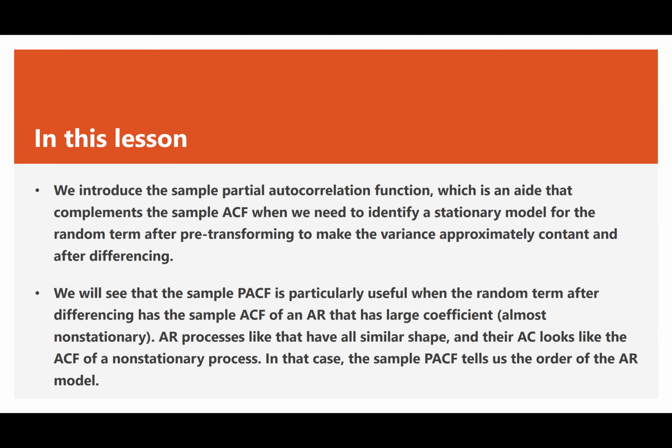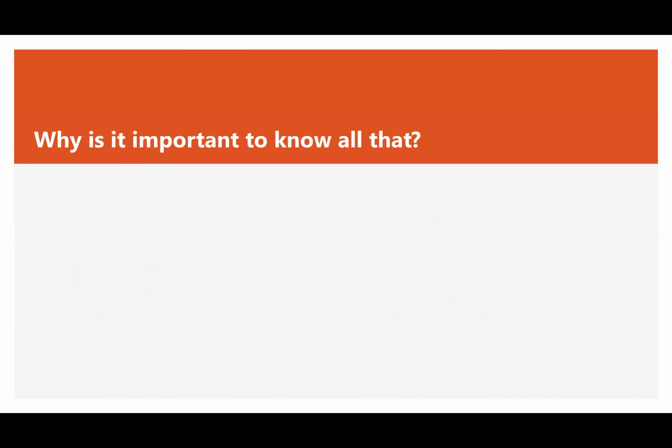Why is that? Well, AR processes like that tend to have shapes very similar to the ACF of a non-stationary process. So it's very hard to determine what is the order of the model that we need to take into account in modeling. So their ACF is not much help. It is for these kinds of processes that the sample PACF is very important. Not so much when the ACF is the ACF of a moving average model.